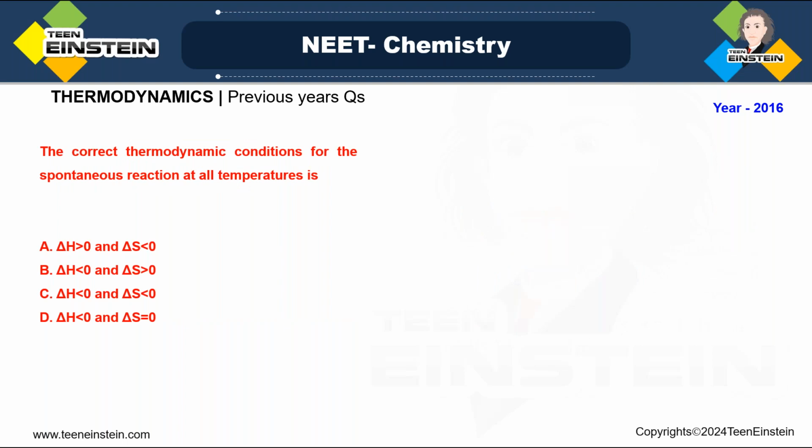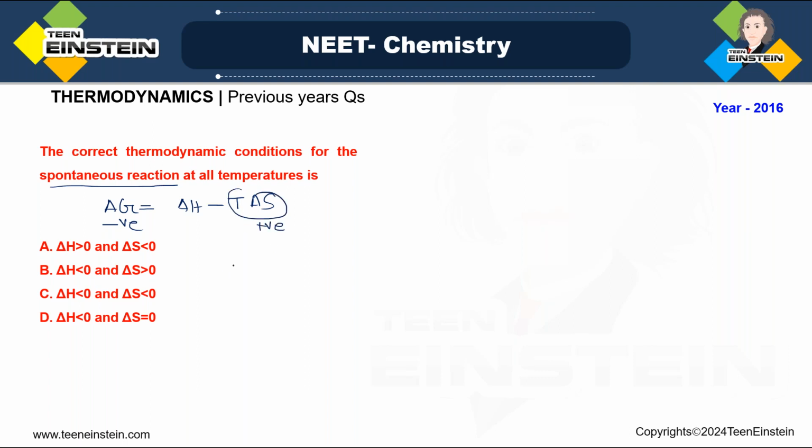Correct thermodynamic conditions for the spontaneous reaction at all temperatures. Spontaneous reaction means what? Del G must be less than 0, it should be negative. Now, how can we get it negative? For that, we need this relationship. Now, you want del G to be negative. That means this part must be positive.